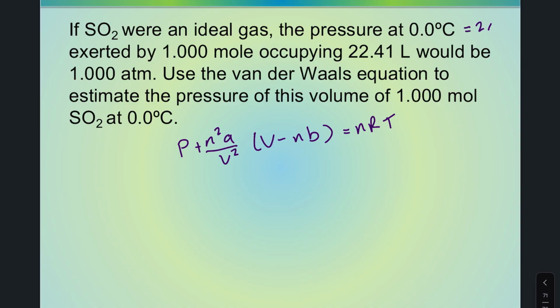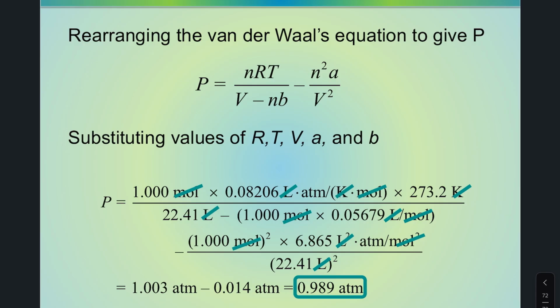If SO2 were an ideal gas, the pressure at 0 degrees Celsius, so that is going to be 273.2, because we now have that sig fig right there, exerted by 1 mole occupying 22.41 liters, would be 1 atmosphere. If we're using the van der Waals equation to estimate the pressure of this volume of SO2, then we will proceed like this. We will plug in all of the values that we have here.